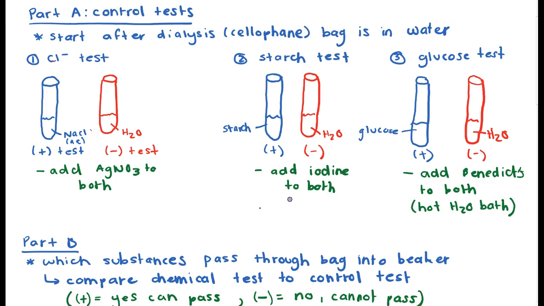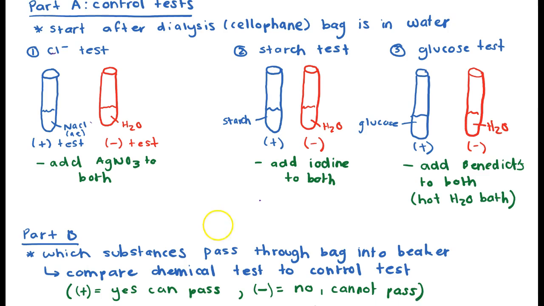For the last one, the glucose test. One test tube will have glucose. For your positive test, we're purposely putting it in there. And then your negative test will just be water. We're going to add Benedict's reagent to both, and you're going to heat it up in a hot water bath, just like we've done before. So we have some experience with the Benedict's test for oxidation.